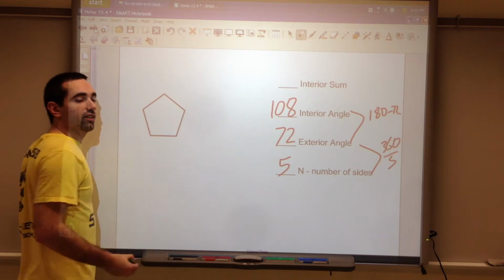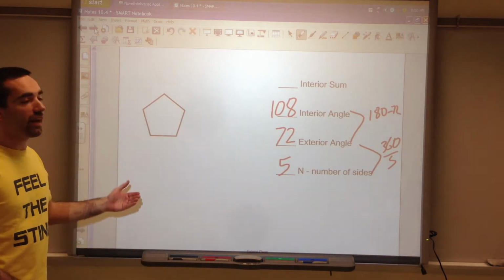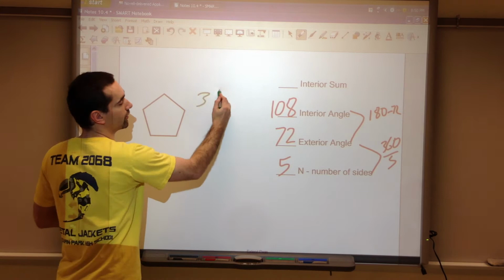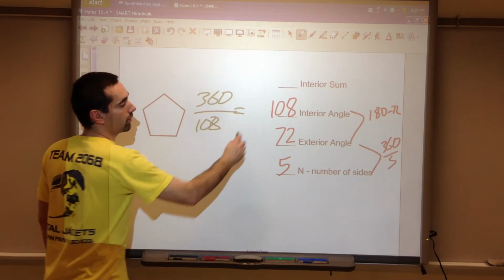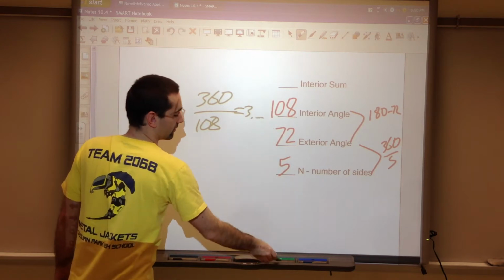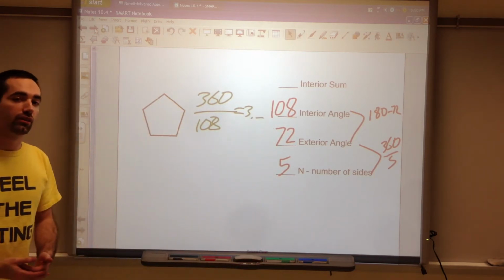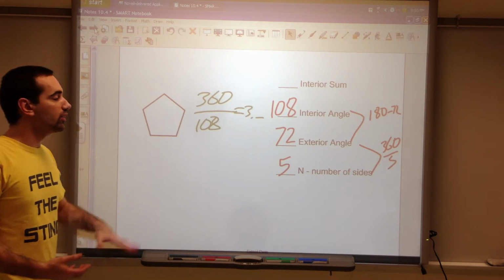A pentagon will not tessellate because the angles are not a factor of 360. 360 divided by 108 turns out to 3 point something. It's not a whole number. You have to have a whole pentagon.